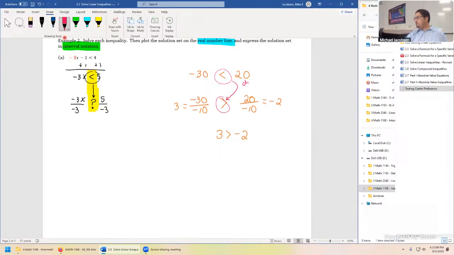When we divide or multiply by a negative number, the inequality sign flips. Deserves an exclamation mark.